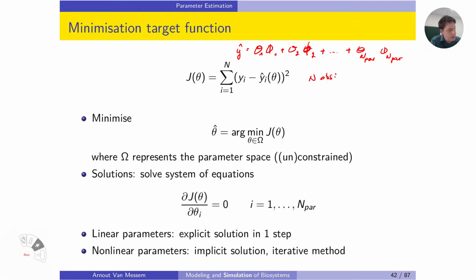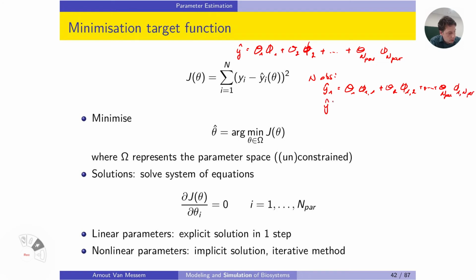So we get basically a set of these equations, one for each of the observations separately. For the first observation, you have theta 1 times phi 1,1, plus theta 2 times phi 1,2 (first observation, second variable), plus and so on, up to theta n_par times phi 1,n_par, the first observation and the last parameter.